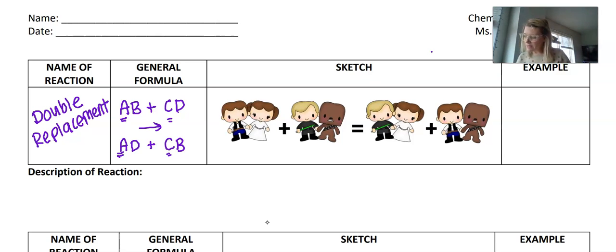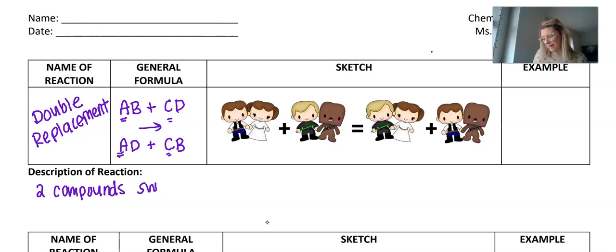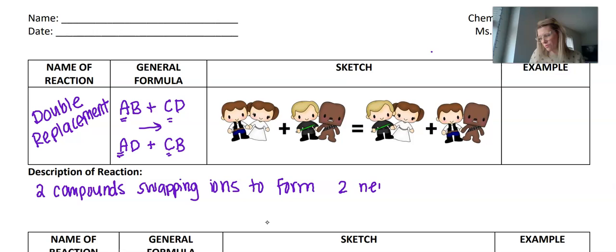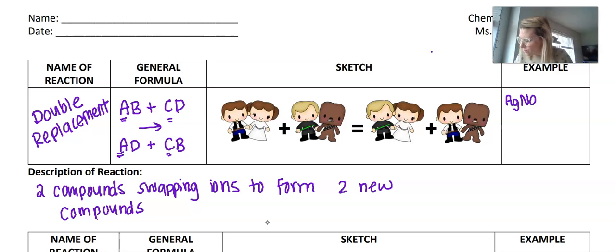Okay, so in this example, we have two compounds swapping ions to form two new compounds. Okay, swapping ions to form two new compounds. An example of this, okay, we have AgNO3 plus NaCl. Now, before I just give you the products here, let's take a moment to think.